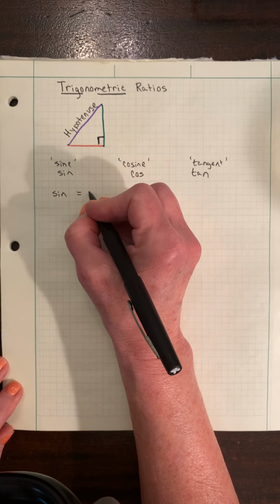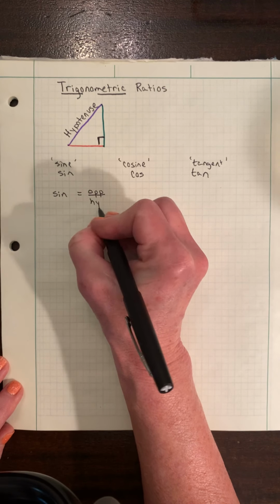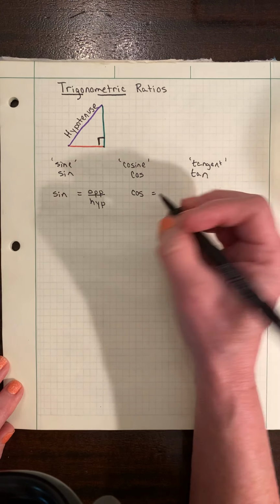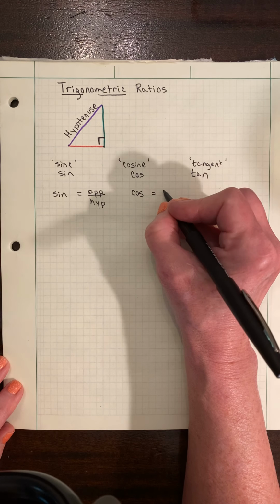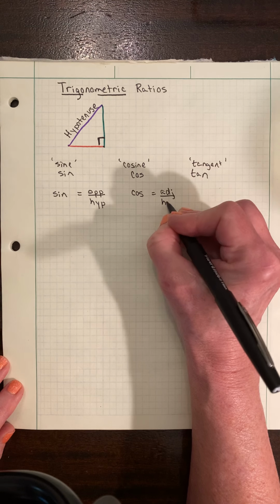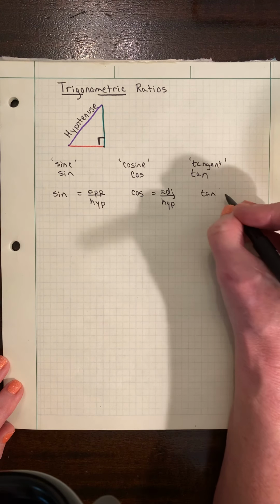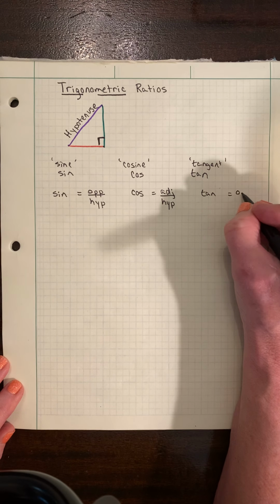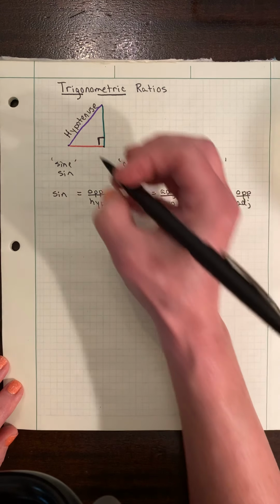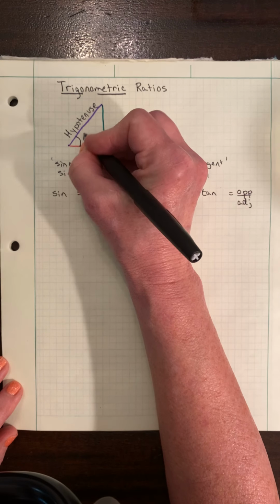value is just going to be opposite over hypotenuse. The cosine of an angle is going to be adjacent over hypotenuse. And the tangent of an angle is going to be opposite over adjacent. Okay, and let's say that we're looking at this angle here. We'll just call this angle A.